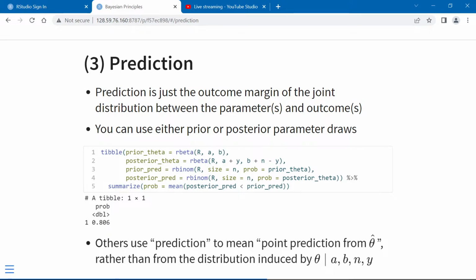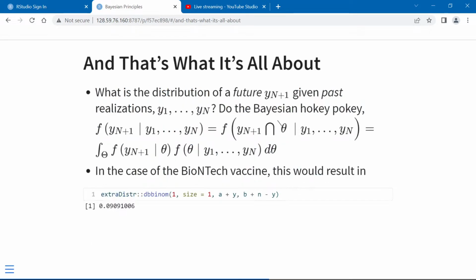Other people tend to use the word prediction to mean prediction induced by a point estimate of theta, rather than the distribution induced by the distribution of theta conditional on the prior and the data. So when we say prediction, we're talking about a predicted distribution. When other people say prediction, they usually mean one number. And that's not so good.